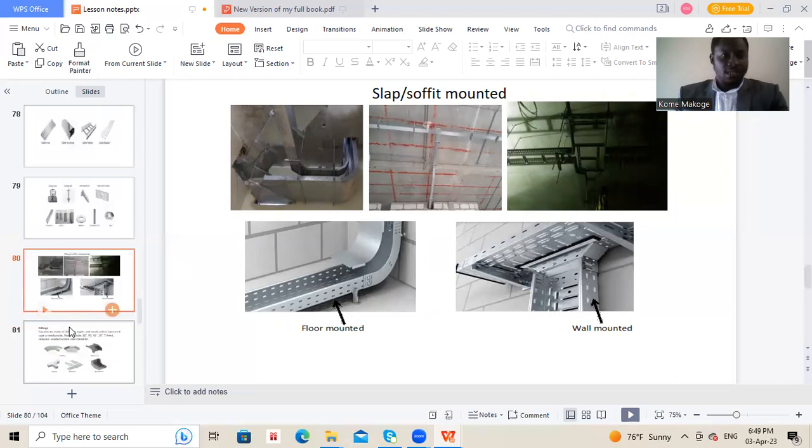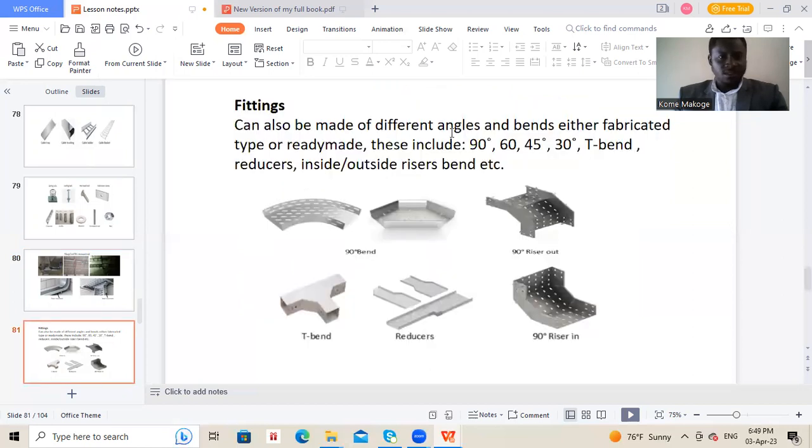We'll move to the next slide. I'm sure so far we don't have any questions. If we have, we'll just indicate so we get to move forward. The next slide is going to be fittings.